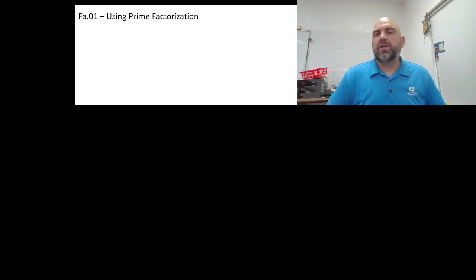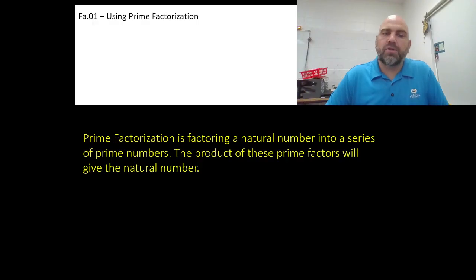So let's look at something that we can do with prime numbers. We can factor a number using a method called prime factorization, and that is factoring a natural number into a series of prime numbers. The product of these prime factors will give the natural number, and then we'll look at some more stuff that we can do with it later on. So let's prime factor the number 132.